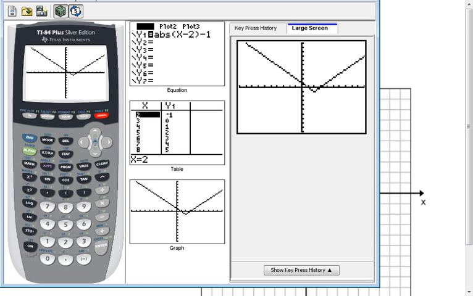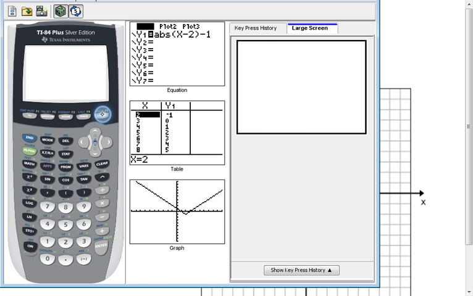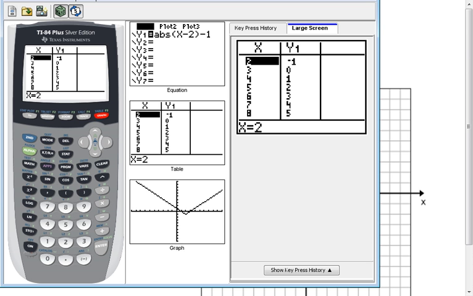And then if you want to go to your tables to help you, you can go to your table and you can actually get some points to plot. So I could plot the point 2, negative 1, 3, 0, 4, 1. And eventually you'll kind of see a pattern in here that things will get smaller and then bigger, and that is kind of a key thing. Right here is sort of a symmetric point in your graph where things start to change.